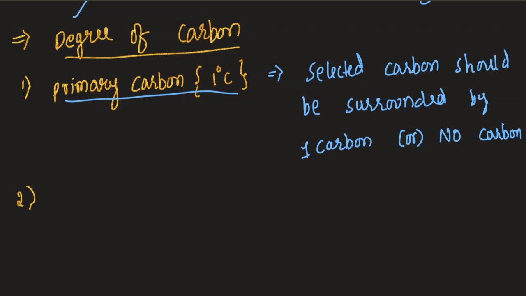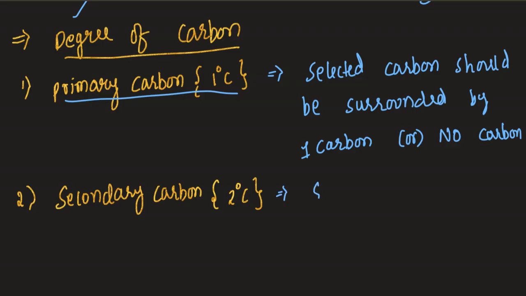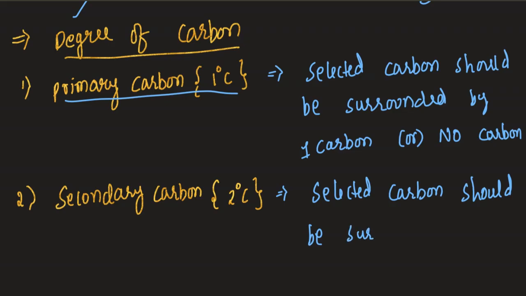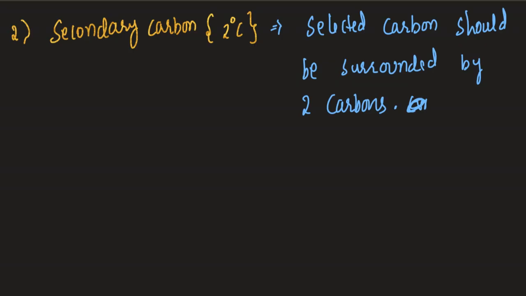Okay, next second one is secondary carbon, denoted by 2 degrees C. So let me try to explain you what is secondary carbon. Okay, write down: selected carbon should be surrounded by 2 carbons.